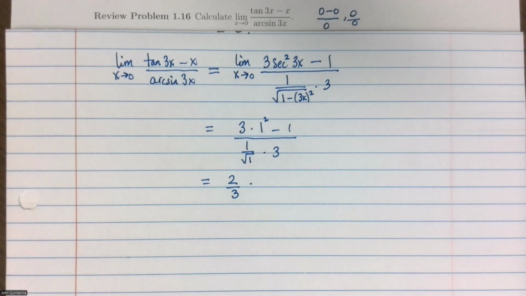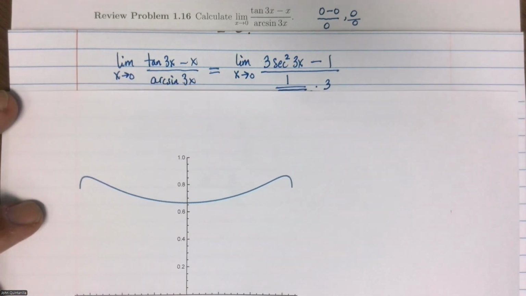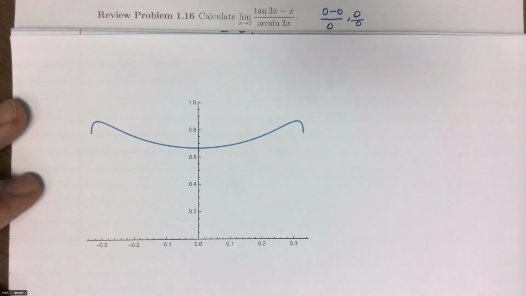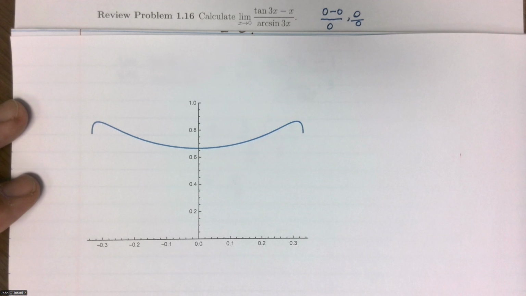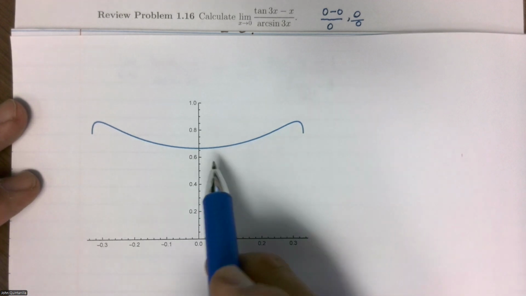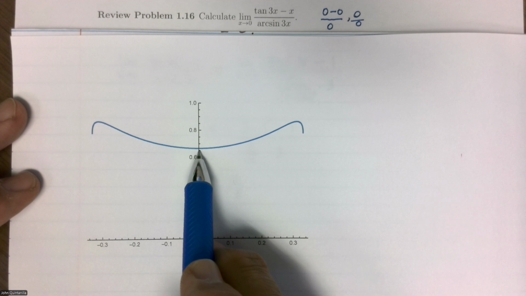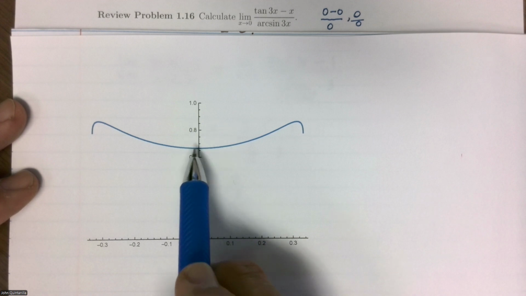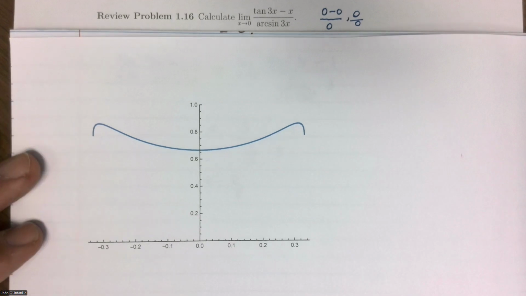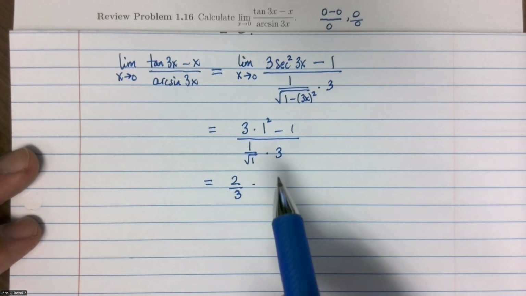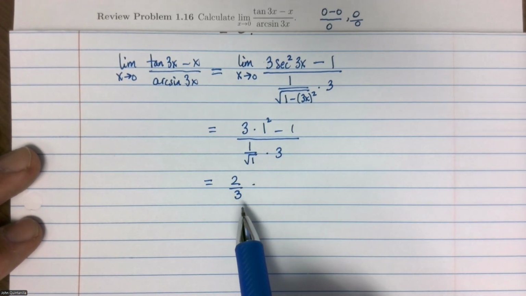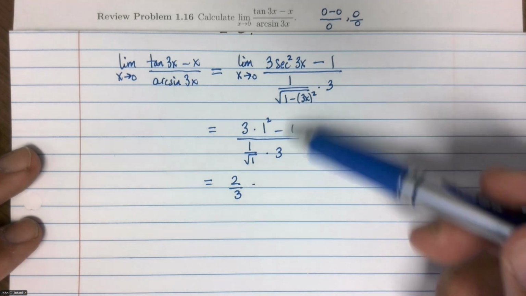Now, again, this can be visually confirmed by looking at the graph. If you graph this function, tangent of 3x minus x over arc sine of 3x, it looks something like this if you plot that on your calculator. And it looks plausible that the answer is 2/3, somewhere between 0.6 and 0.8. So it looks plausible that the answer is indeed 2/3. Looking at the graph gives a visual confirmation. However, for full credit for the problem, you need to use L'Hopital's rule.